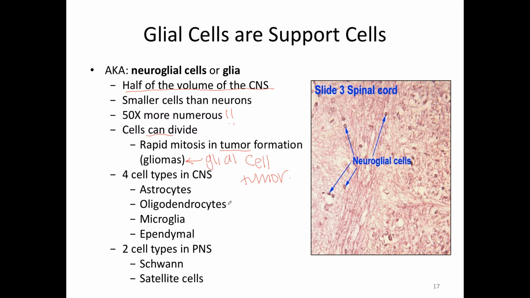There are 4 cell types of glia in the central nervous system, and those are astrocytes, oligodendrocytes, microglia, and ependymal cells. There are only 2 cell types in the peripheral nervous system, and those are Schwann cells and satellite cells. So if I ask you to compare and contrast the glial cells of the CNS with the glial cells of the PNS, one contrast you might make is that there is higher cell diversity, 4 kinds, in the CNS versus only 2 in the PNS. So we're going to go through each individual one of these and tell you what they do.